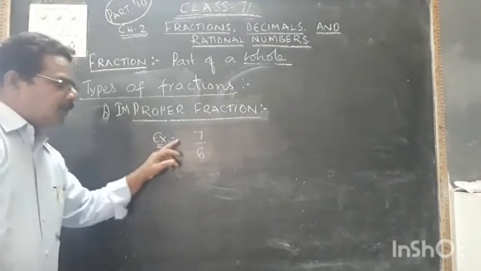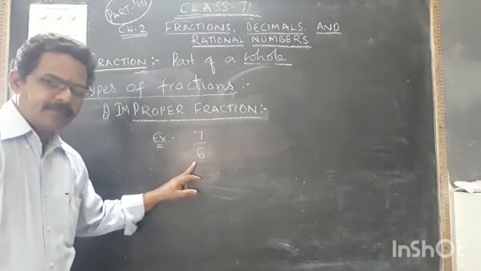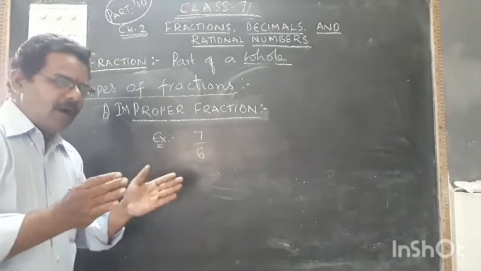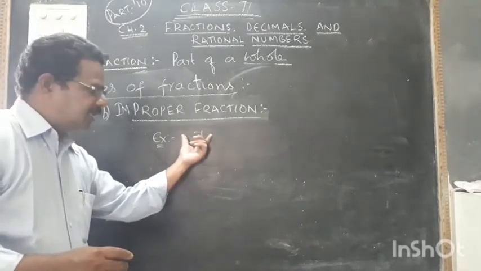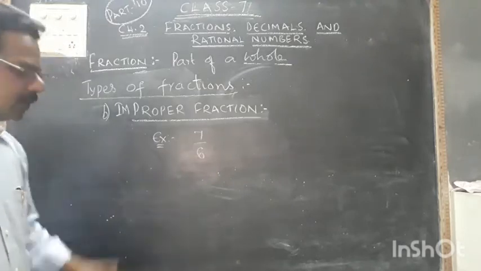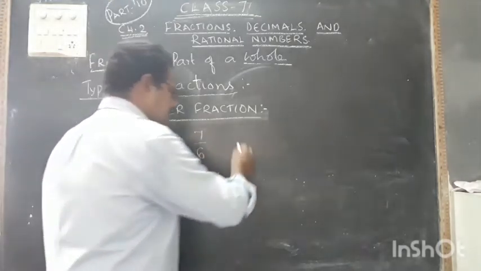So for this improper fraction, I have taken an example, 7 by 6. How is it possible? Making the object into 6 parts and taking 7 parts. Is it possible? It is not possible. That's why we have to take 2 objects.